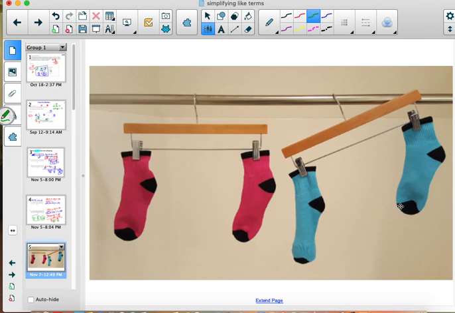I think they're trying to distribute the weight evenly. That looks so Photoshop. They're trying to find exactly where to put the clip so that it's balanced.